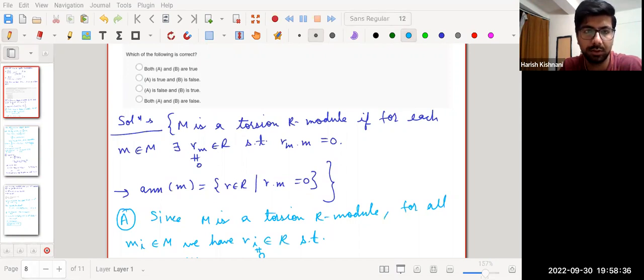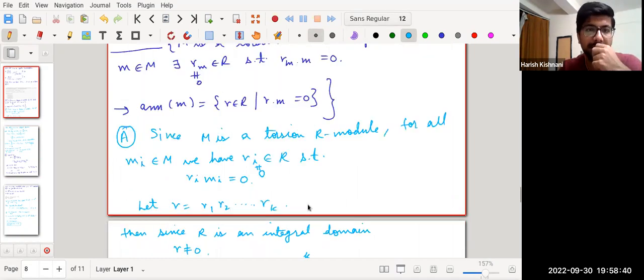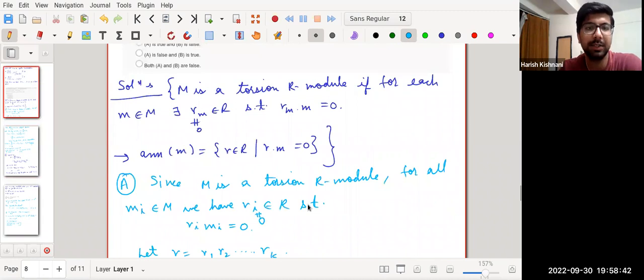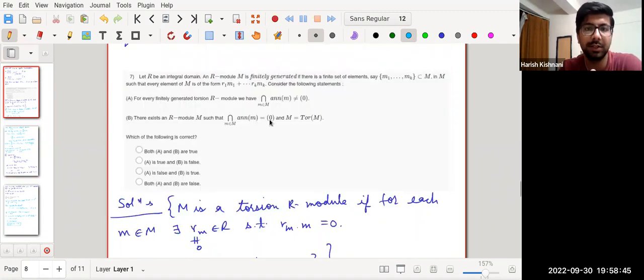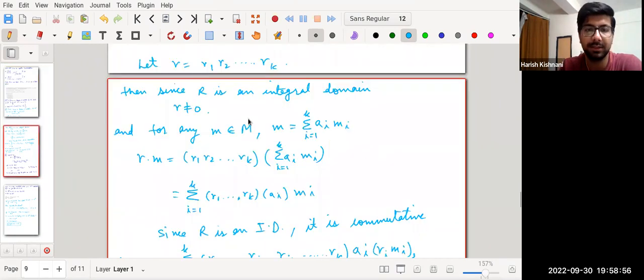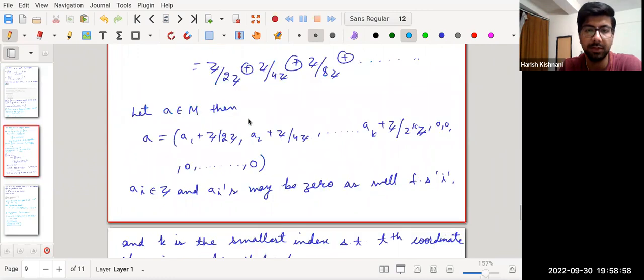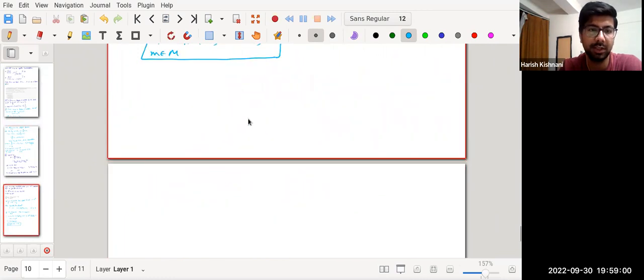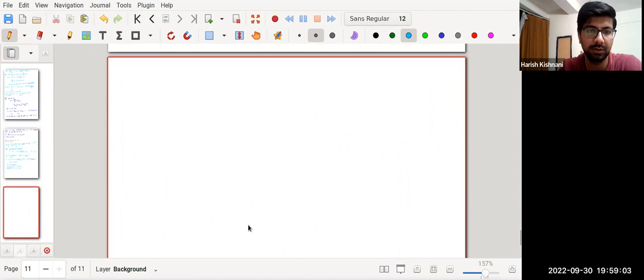Oh, sorry. We need to find an example, right, such that this condition holds. So we find an example such that the intersection of annihilators of M is 0 and M is equal to torsion of M. So B is also correct, right? Here we just need to find an example, and we have found such an example. So let's move on to the next question and the last question of today's discussion.